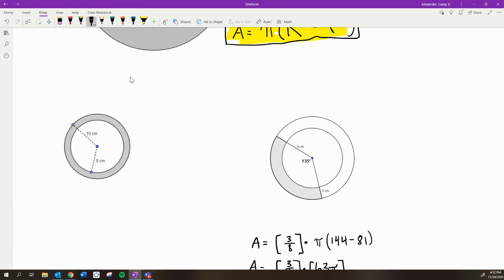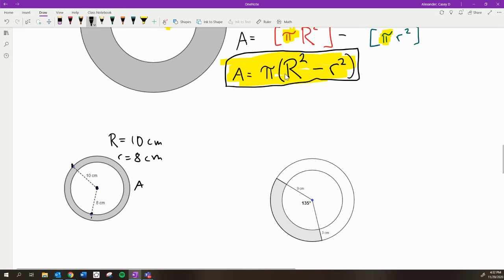So look at this first example. We did this in class. The outer radius, the big radius, is 10 centimeters from here to here. And then the inner radius is 8 centimeters from there to there. So if I use the formula as I wrote it here, pi times the big radius squared minus the little radius squared, I'm just finding the difference of the two areas. So pi times 10 squared minus 8 squared, which is pi times 100 minus 64, 10 times 10 and 8 times 8. 100 take away 64 is 36.